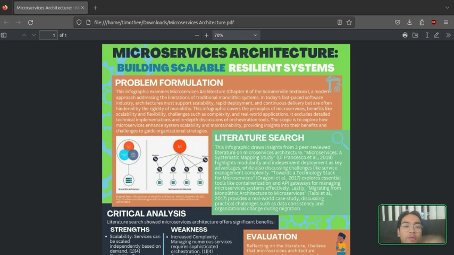This infographic will cover the principles of microservices, the benefits like scalability and flexibility, challenges such as complexity, and real-world applications. But I do exclude the technical implementation and in-depth discussion of orchestration tools. The scope is to explore how microservices enhance system scalability and maintainability, and to provide insights into their benefits and challenges to guide organizational strategies.